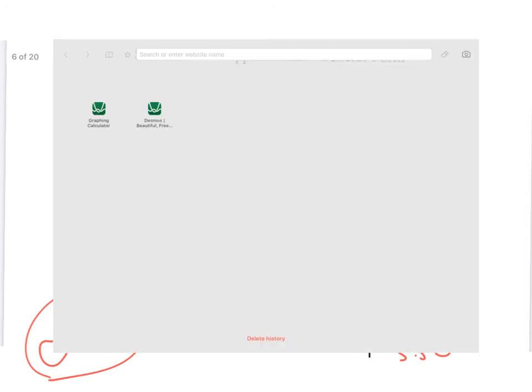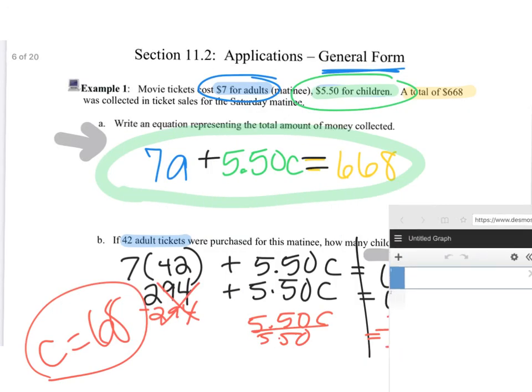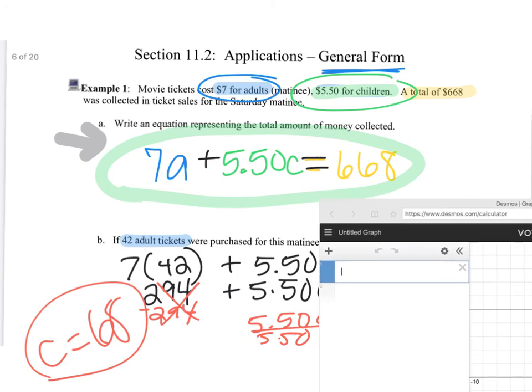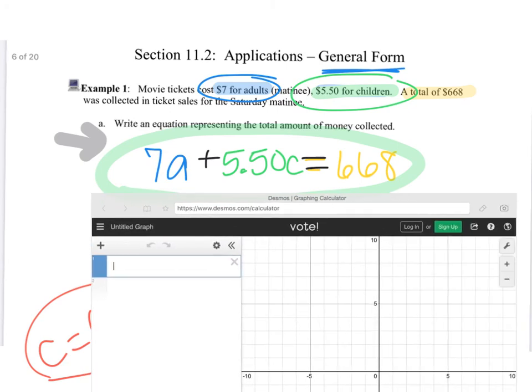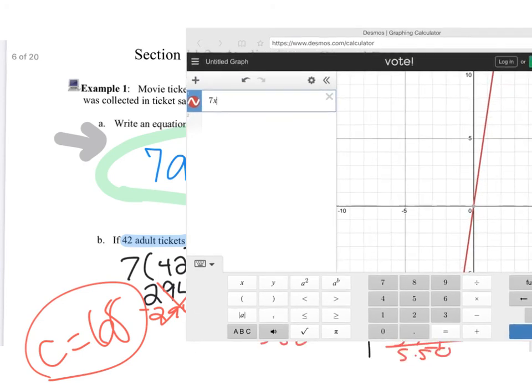And we're going to look at how we can use Desmos to help us figure out that value of 68 without having to solve the equation with it substituted in. Although we can do that. But another option that you have is if you would type in 7x, I'm going to have to use x and y, plus 5.50y equals 668.